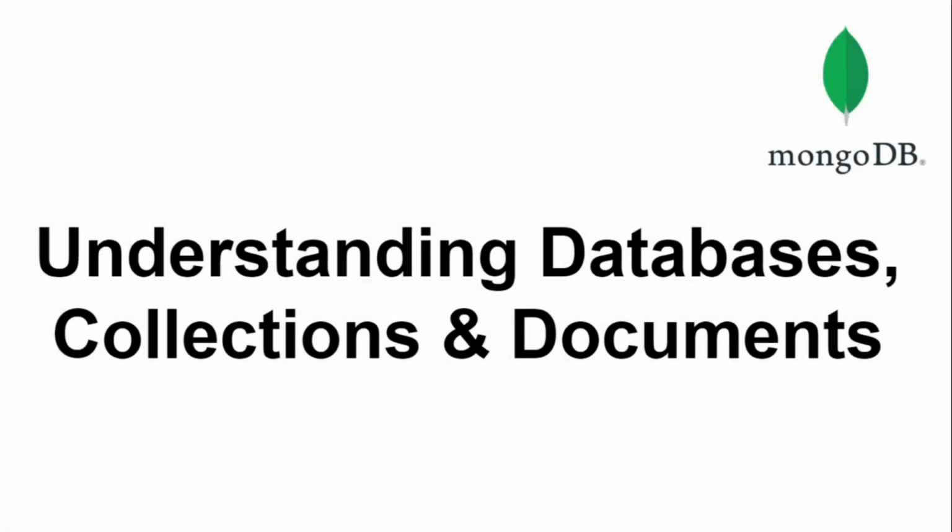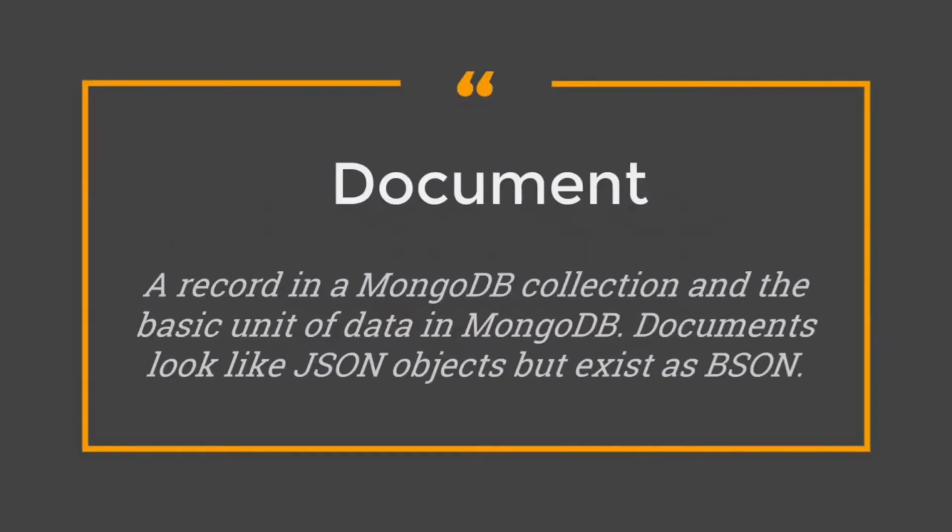Welcome back. In this video, you are going to learn about databases, collections, and documents in MongoDB. We'll be using documents and collections throughout this course, so it's important that you have a clear understanding of what the differences are. So, a document is defined as a record in a MongoDB collection and the basic unit of data in MongoDB. Documents can be thought of as equivalent to rows or records in a relational database, but with more flexibility. The MongoDB documents look like JSON objects, but they exist as BSON objects.